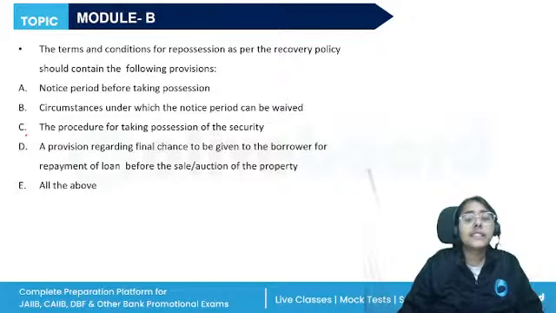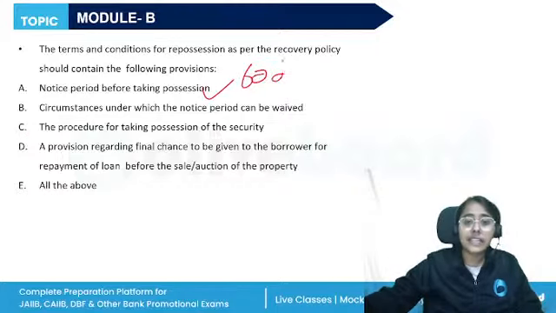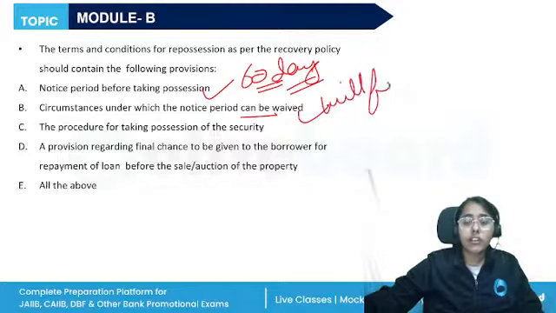Next, the terms and conditions for repossession as per the recovery policy. There should be a notice period before taking possession. Yes, a 60 days notice period should be given to the borrower. Circumstances under which the notice period can be waived: if the borrower is a willful defaulter, then this notice period can be waived.